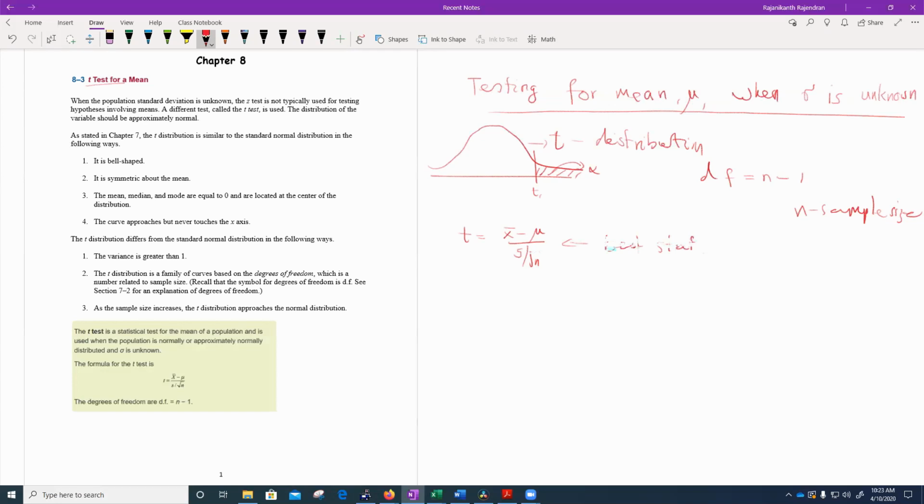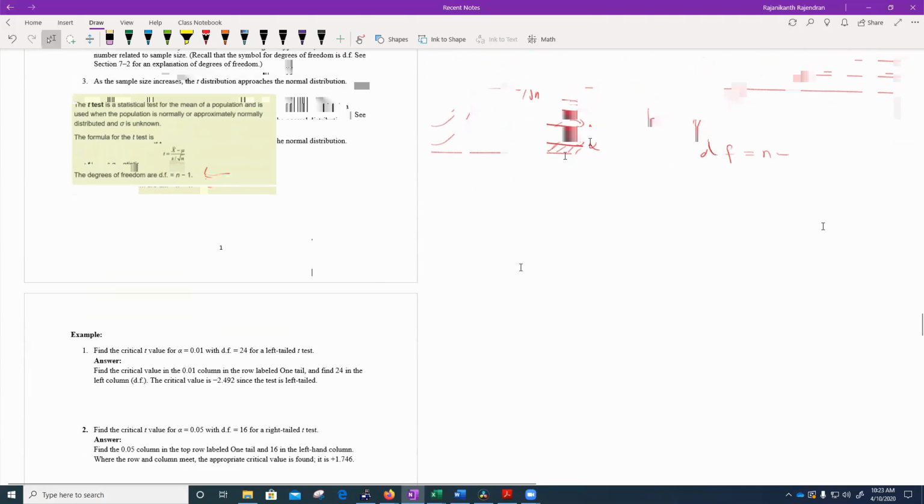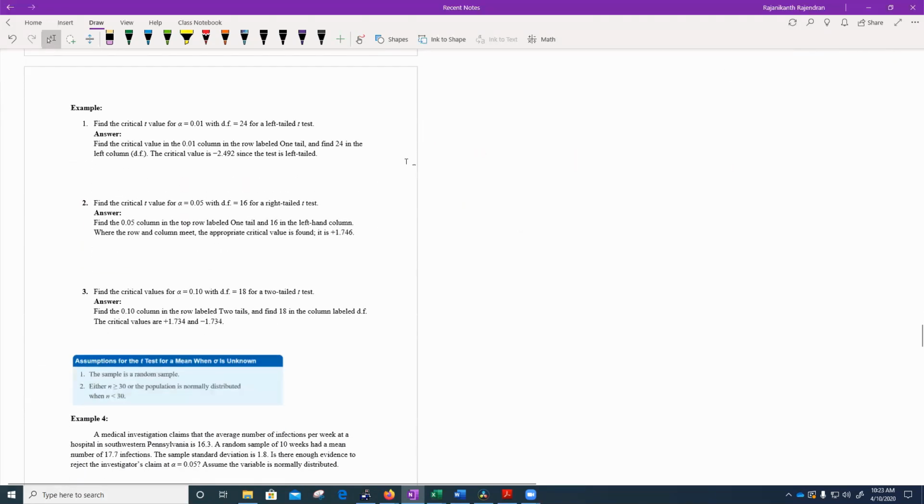Okay, so look at here. The degrees of freedom is n minus 1, right? So then do the same procedure, whatever we learned in 8.2. Okay, before going to do that, let's look at all three problems.